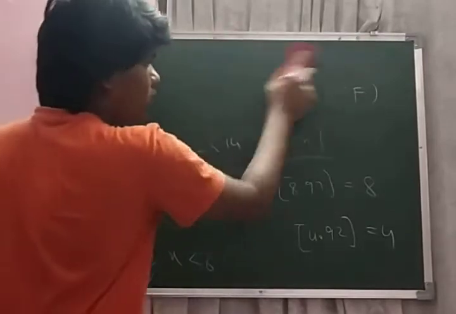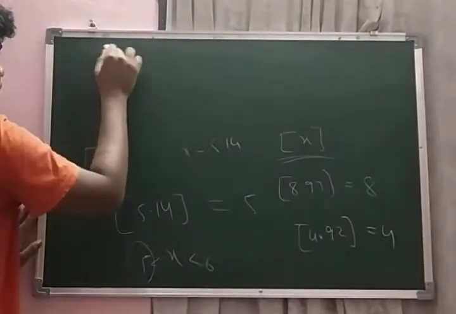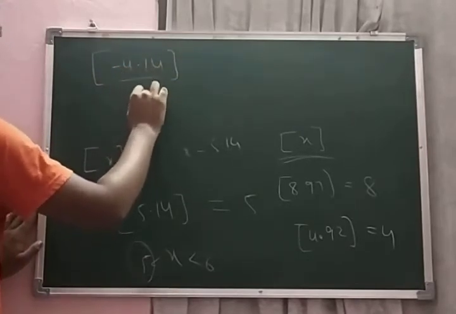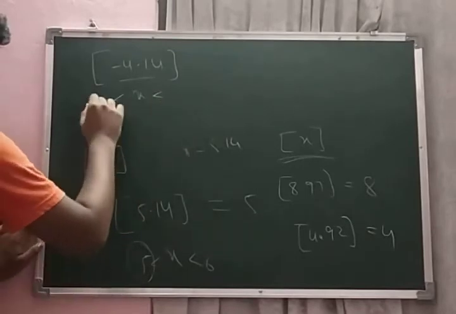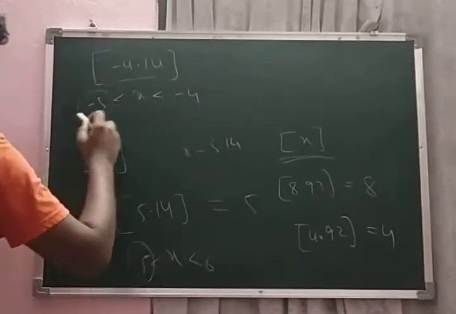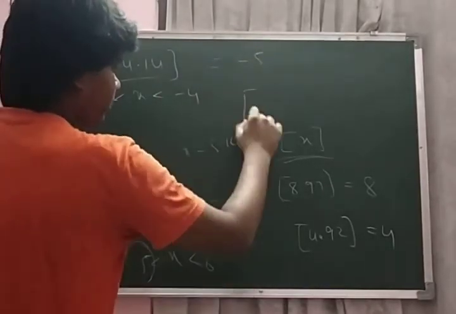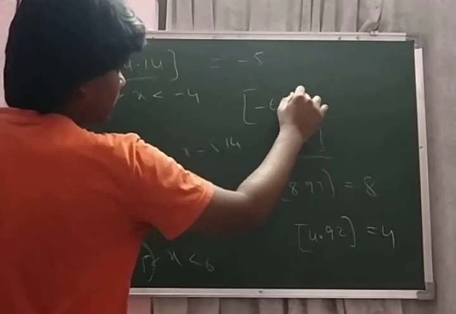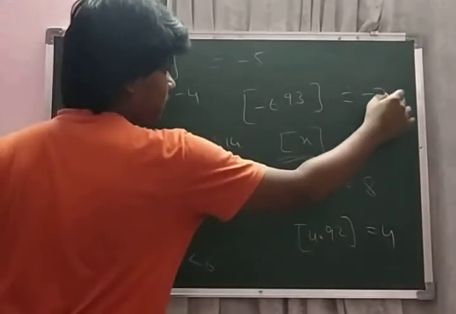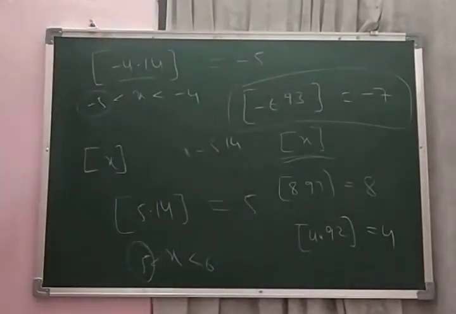But now for negative values, for example minus 4.14, this value lies between minus 5 and minus 4. Here the least value is minus 5, so that's why this value is minus 5. In the same way, minus 6.93, this value is minus 7. So like this we will calculate.